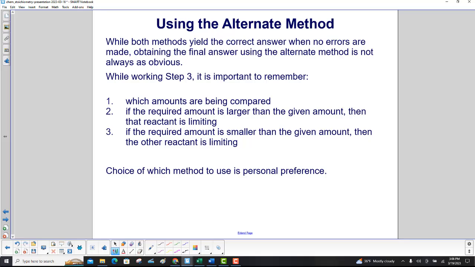While both methods yield the correct answer when no errors are made, obtaining the final answer using the alternate method is not always as obvious. While working step 3, it is important to remember which amounts are being compared. If the required amount is larger than the given amount, then the reactant is limiting. If the required amount is smaller than the given amount, then the other reactant is limiting. Choice of which method to use is personal preference.